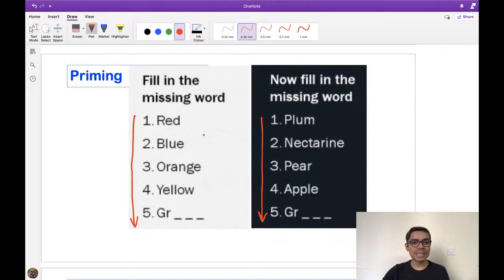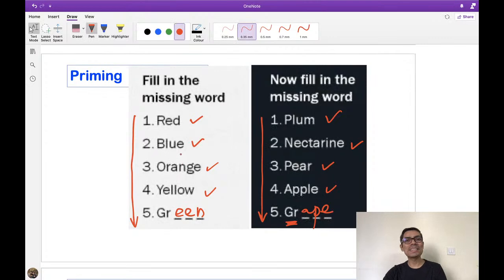Whenever I give this clue, you have to fill in the blank with the name of a color. So here it is nothing but green. But here also GR is given, and you are not saying green, because the clue here is that it should be the name of a fruit, and that is nothing but grape. Very good, my dear. Whenever I give this kind of hint or clue, this is typical of priming.